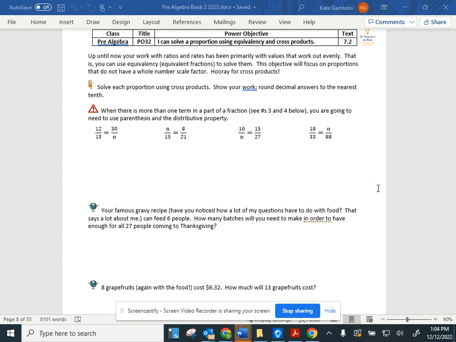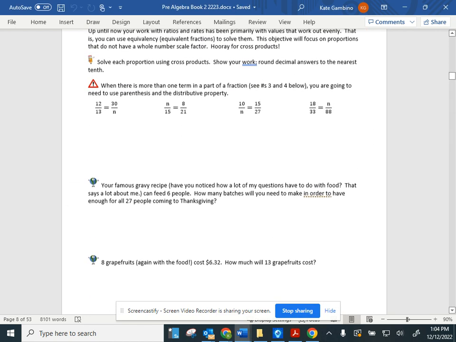Solve each proportion using cross products. Show your work. So if you're using the calculator to help, you're going to put what calculations you're putting into your calculator, so we know what we did to see if we made a mistake, see where we went wrong. And we're going to round decimals to the nearest tenth. When there is more than one term in a part of a fraction, see numbers 3 and 4 below, you are going to need to use parentheses and the distributive property. So we'll get down to that.